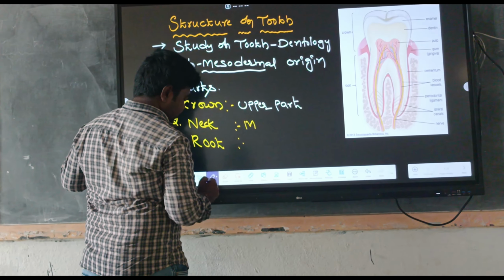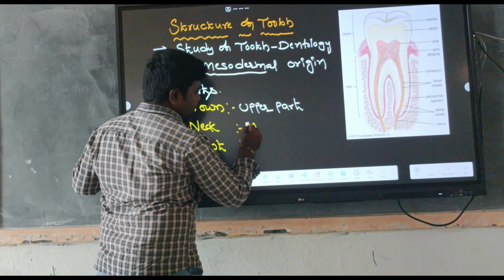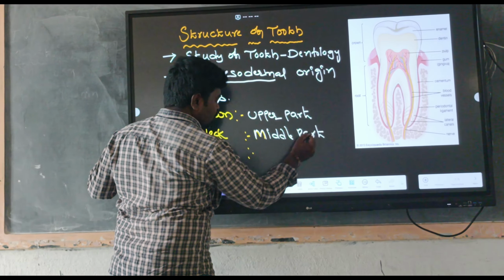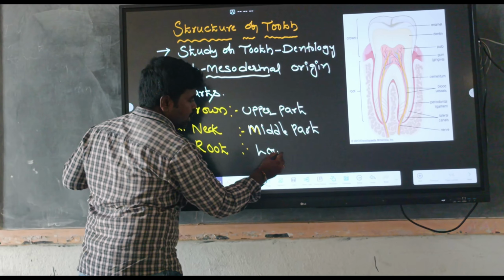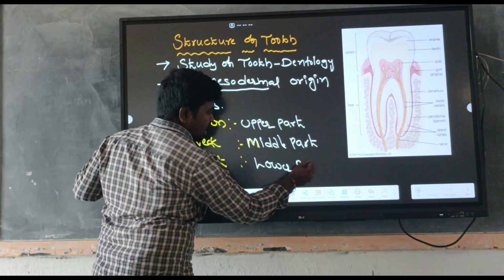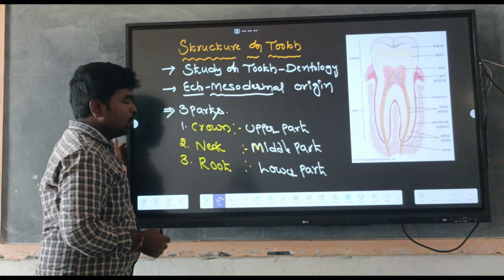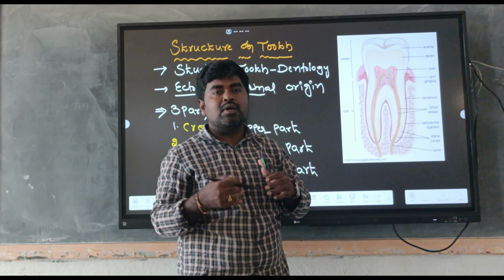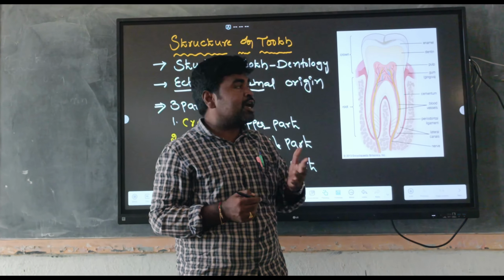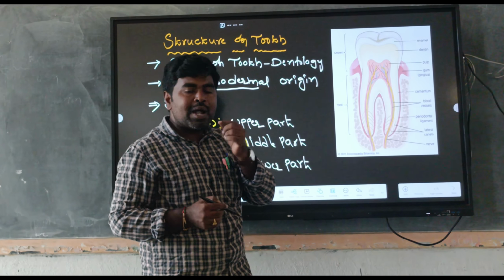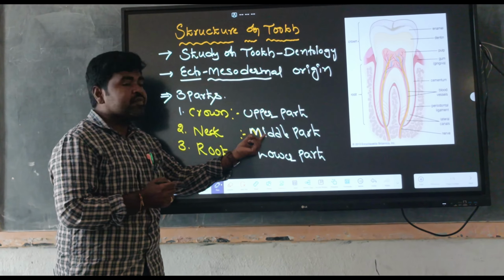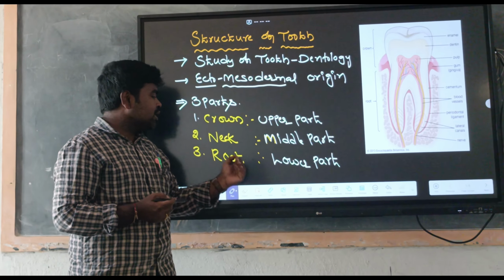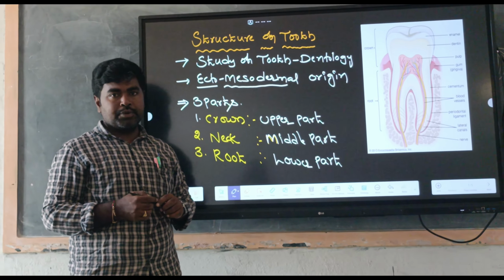So the neck is the middle part of the tooth, and the root is the lower part of the tooth. The uppermost part, which is visible or exposed outside the gums, is called the crown. The middle part, which is at the gum level, is called the neck. The lower part, which is embedded in the socket of the jawbone, is called the root.